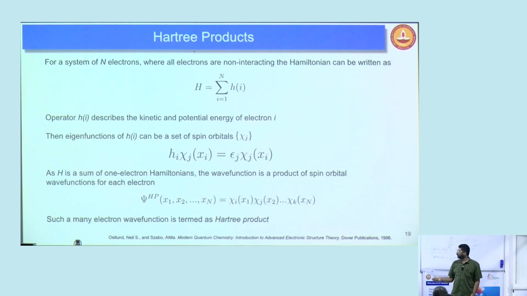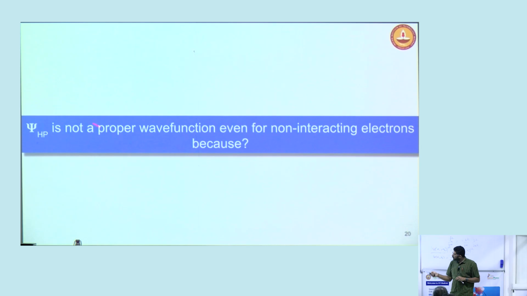The obvious answer would be, okay, I will take the product of all of these one electron wave functions, and that should be the wave function. Energies are additive, wave functions are product-wise, is what you will say. This psi HP, whatever we have shown as the simple product, is not correct. Can you guess why it should not be acceptable according to quantum mechanics, the rules that I have just told?